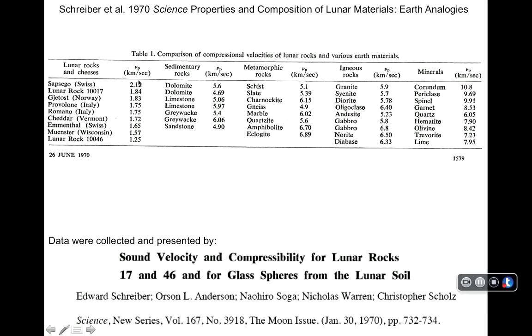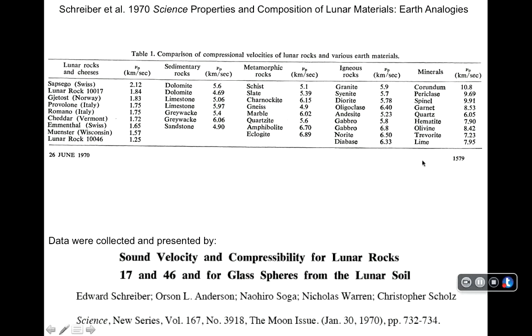1.2 to 2.1 kilometers per second. Okay? They're actually pretty consistent. The sedimentary rocks are higher, between 4.7 and 6.1. The metamorphic rocks between 4.9 and 6.9. The igneous rocks between 5.2 and 6.8. And then finally the minerals, all of which are quite a bit higher, except for quartz. Quartz is 6, but it goes up to nearly 11 kilometers per second for corundum.